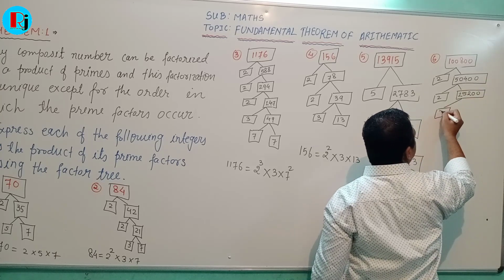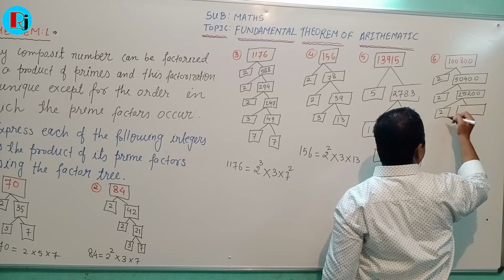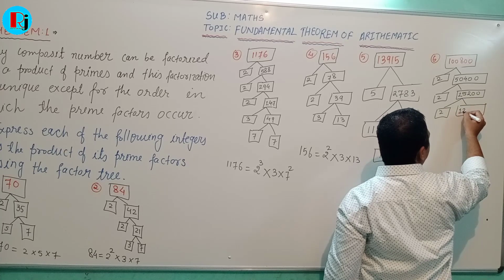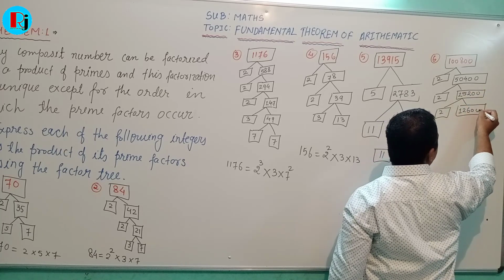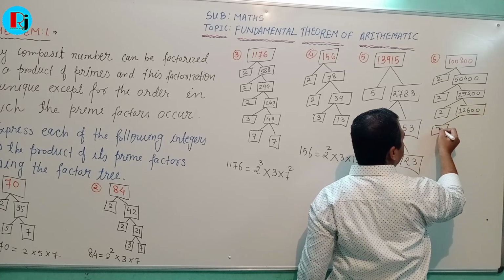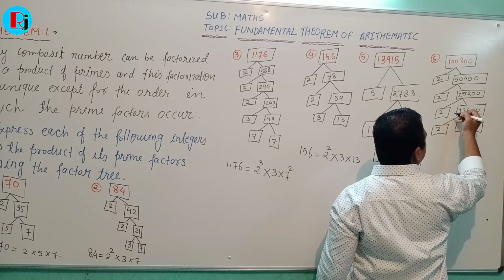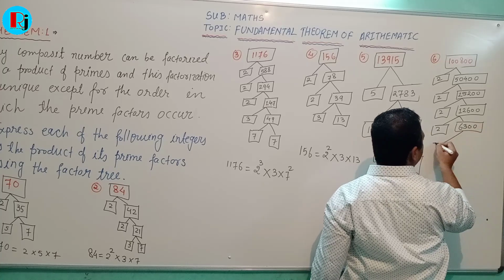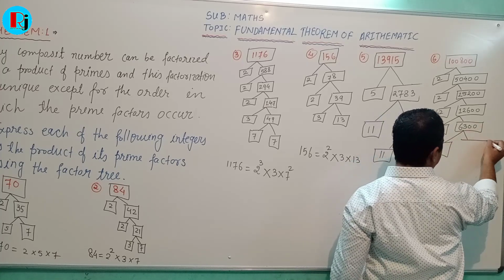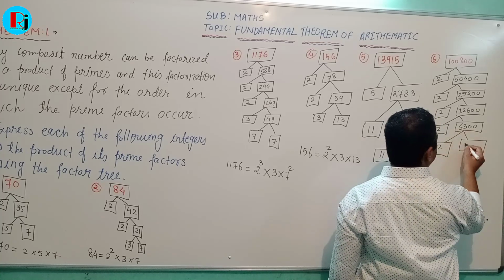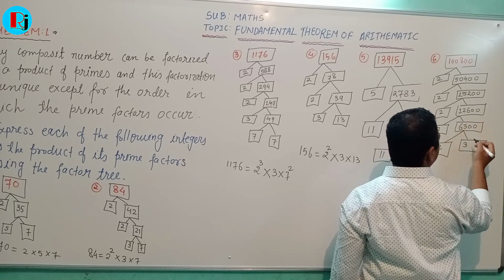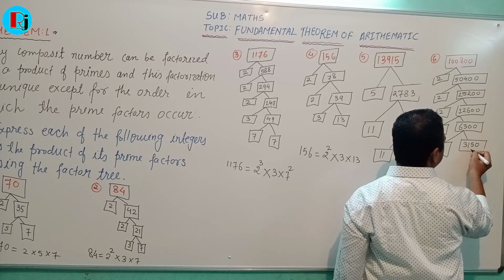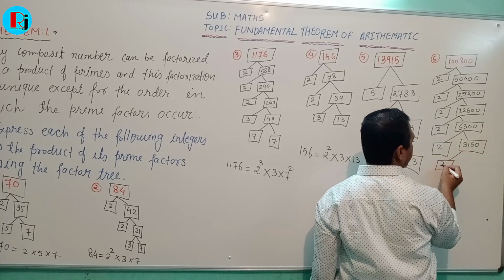Again students, we will continue this splitting process. 2 1s are 2, 2 4s are 8, 2 2s are 4, 12 will be there, 6 0 0. Again students, divide by 2, 2 6s are 12, 2 3s are 6. Now divide by 2 once again, 2 3s are 6, 2 1s are 2, 10 will be there, 2 5s are 10 and 0. Again splitting by 2.